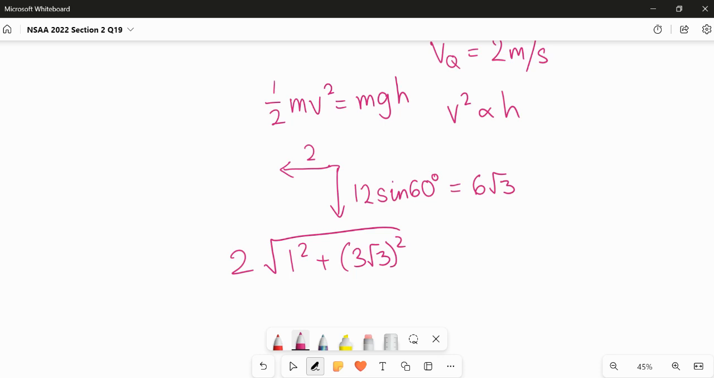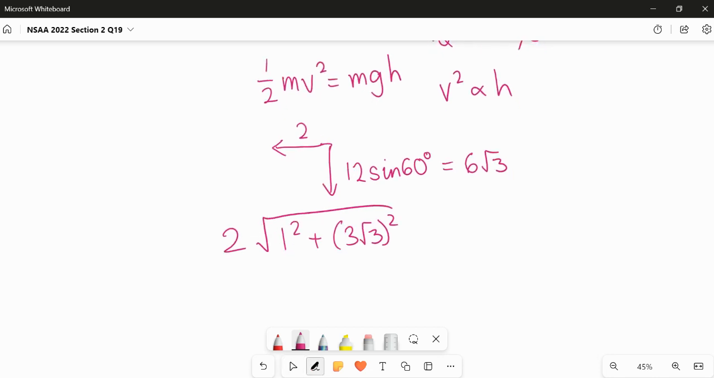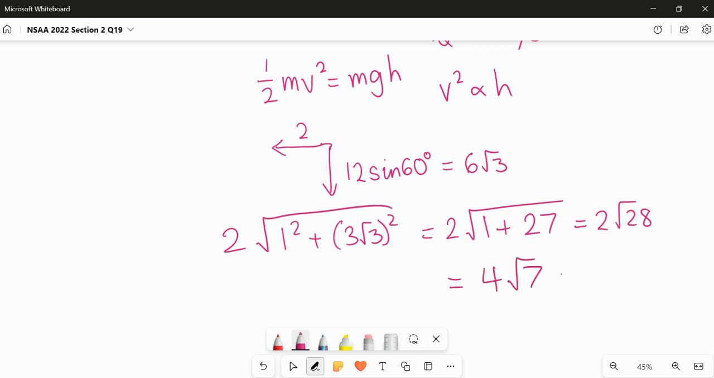So I've just said that this is a triangle of 1 and 3 root 3 scaled by 2, because taking out factors in the NSAA will save you a lot of arithmetic and algebra that you don't really have time for. So if we put this in, we get 2 root of 1 plus 3 squared is 9, times 3 is 27, which is 2 root 28. And then 28 is 4 times 7, so we have 2 times root 4 times root 7, which gives us 4 times root 7 meters per second.